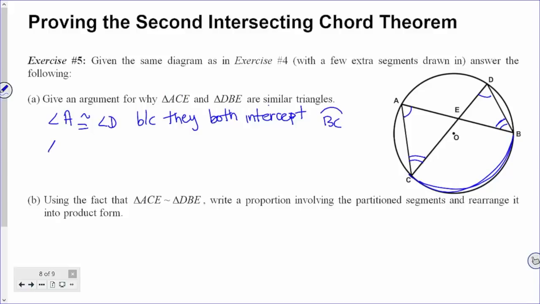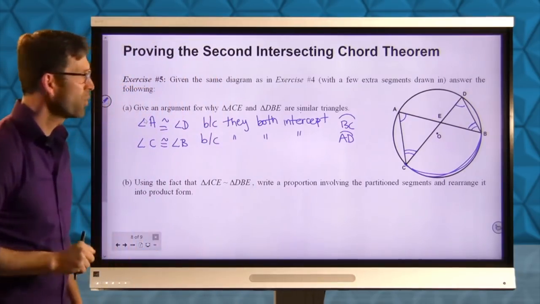Angle C must be congruent to angle B because they both intercept arc AD. Well, at least it was consistent there. By the time I'm done recording Common Chord geometry lessons, we'll know exactly why that works.